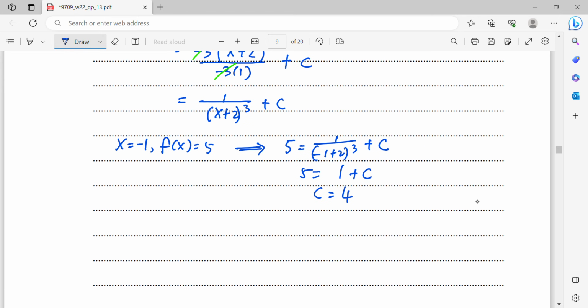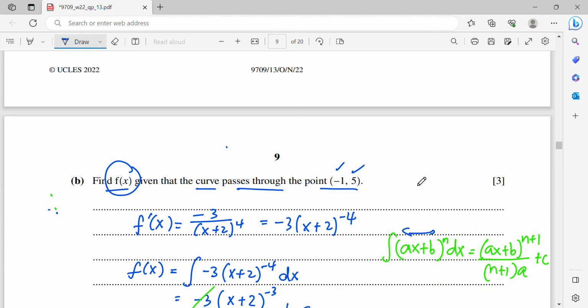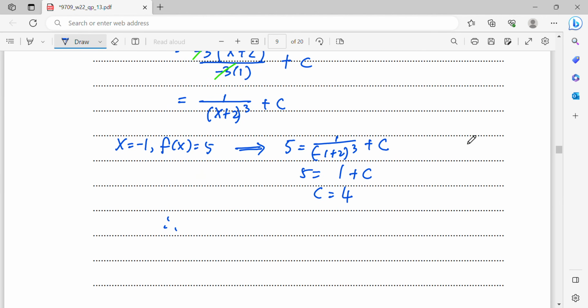Alright, so final answer, the equation. Okay, find f(x). So just write f(x). f(x) is going to be 1 over (x plus 2) cubed, then plus 4. Alright, so that's the solution for this question.